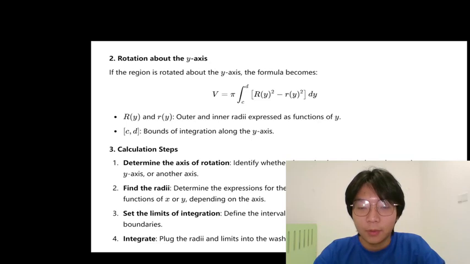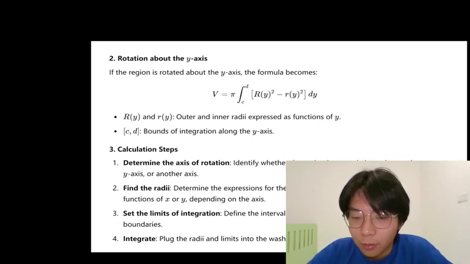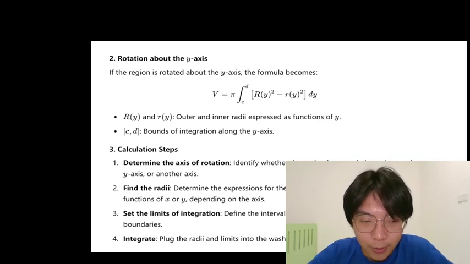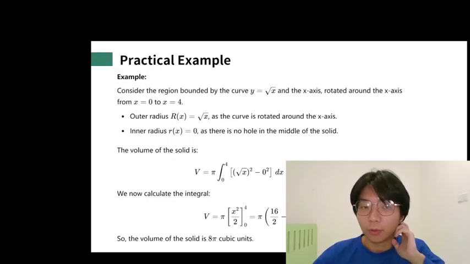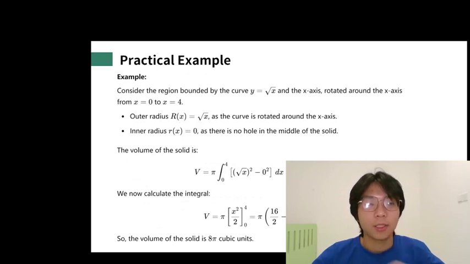Define the interval a to b or c to d based on the region's boundaries. And the last step is to integrate. Plug the radii and the limits into the washer formula and solve for the volume. Let's have a practical example.